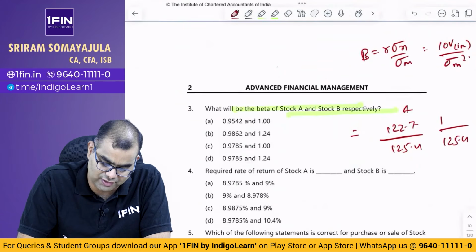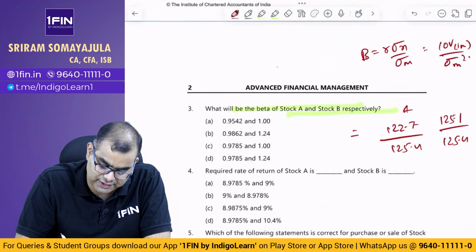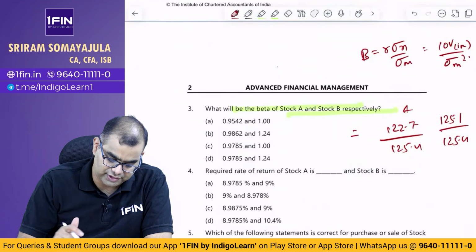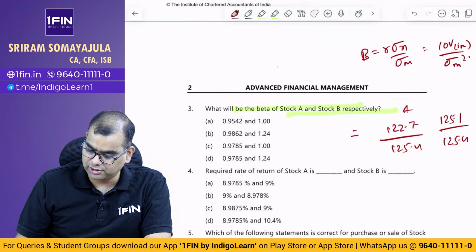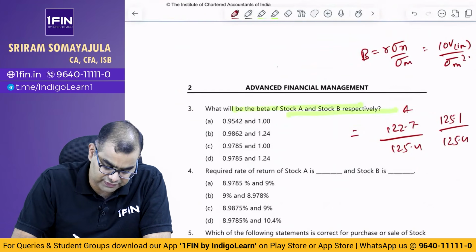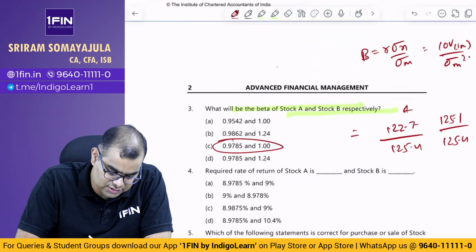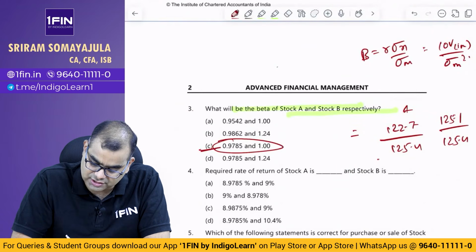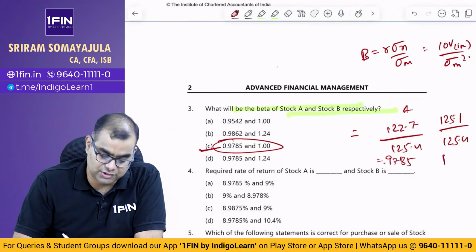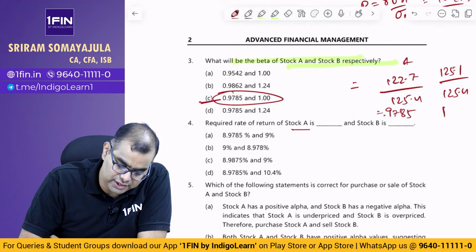125.4. So the answer is 1 for B, and 122.7 by 125.4, you get 0.9785 and 1. So the answer is C. For question number 3, the answer is C, right? Because this is 0.9785 and this is 1. And this is 1.